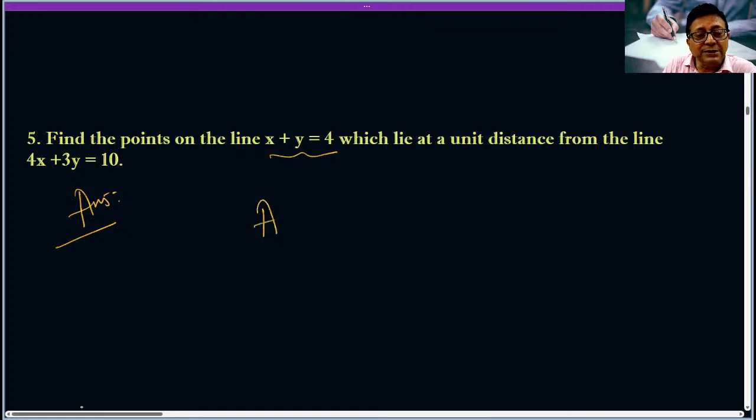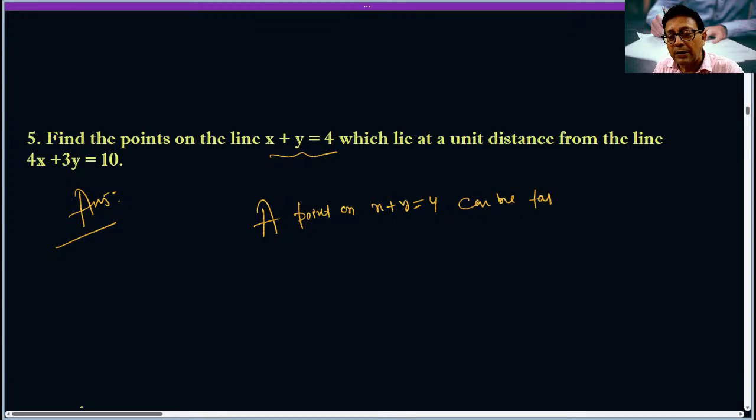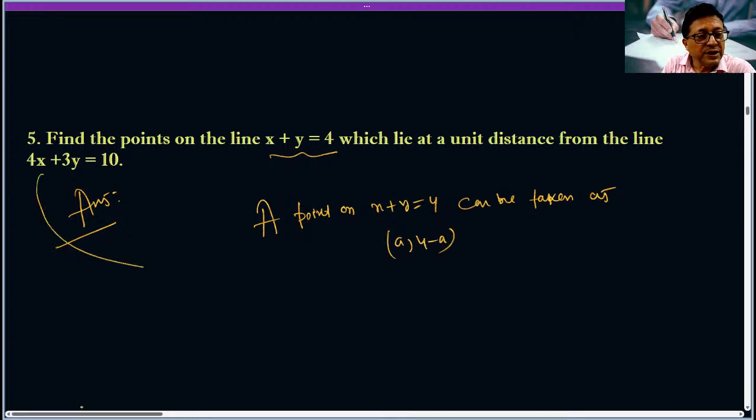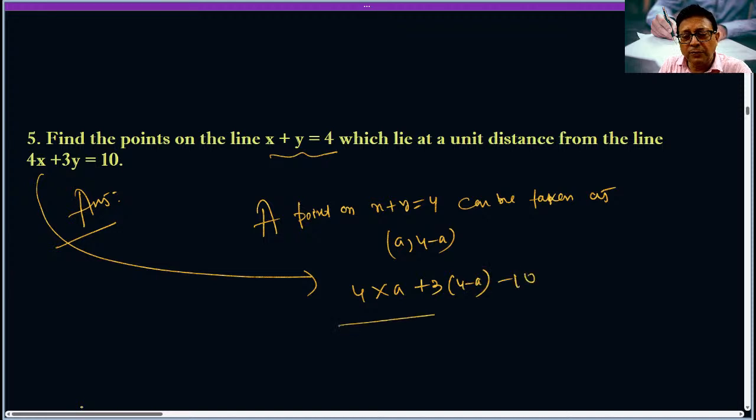So, a point on x plus y equal to 4 can be taken as a comma 4 minus a. Now distance from here will be what? 4a. Remember the formula?